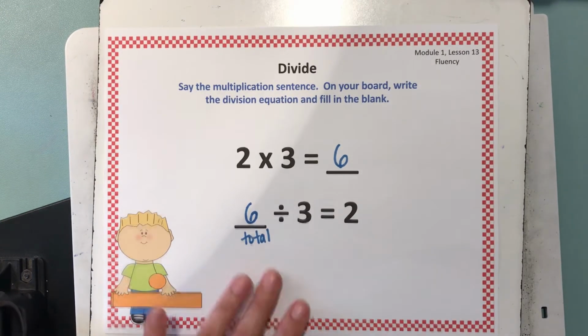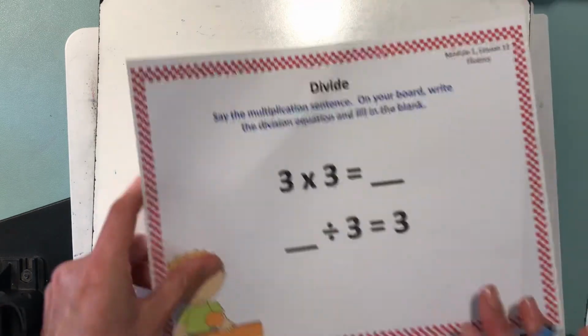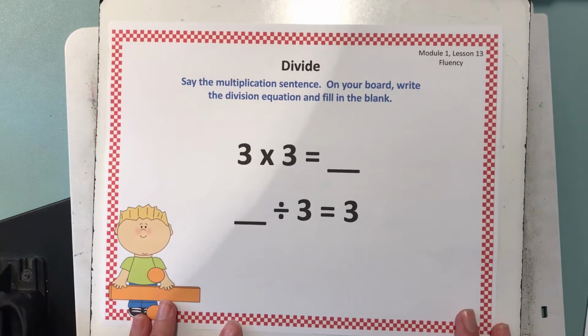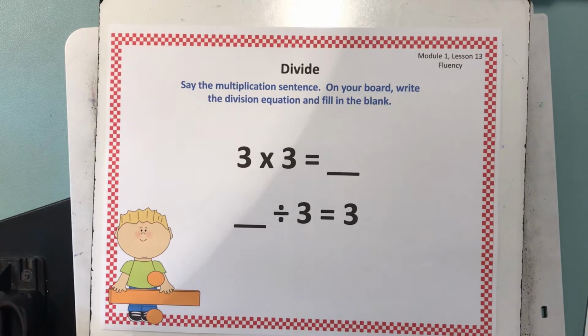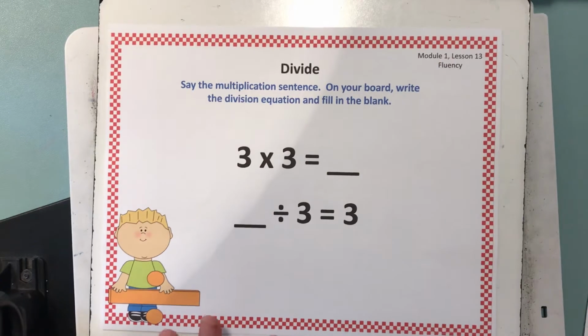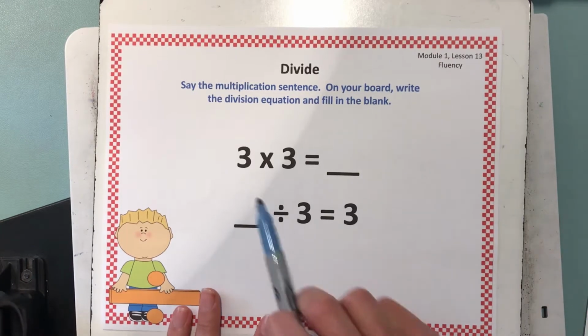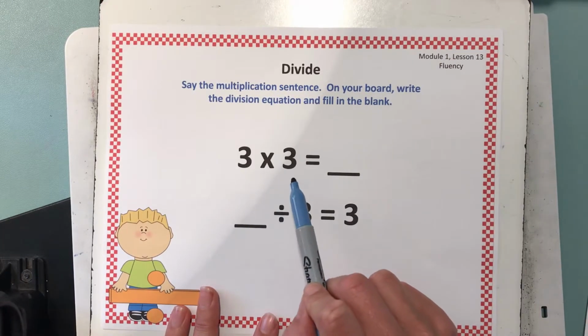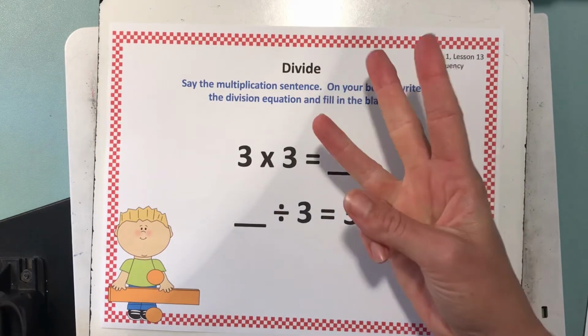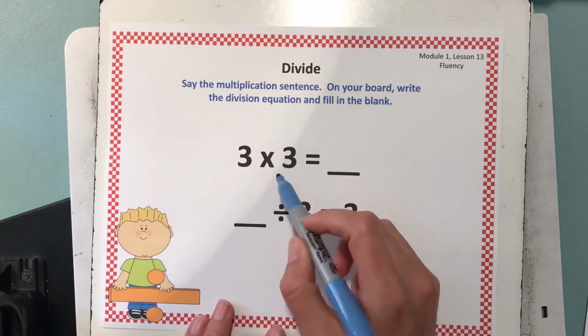All right, now this one I want everybody to try on their own. Even if you didn't pause last time, try this one on your own. So pause the video and try it on your own, using your fingers to help you skip count. Okay, so we have 3 times 3. Let's skip count. Ready? 3, 6, 9. So we know 3 times 3 is 9.